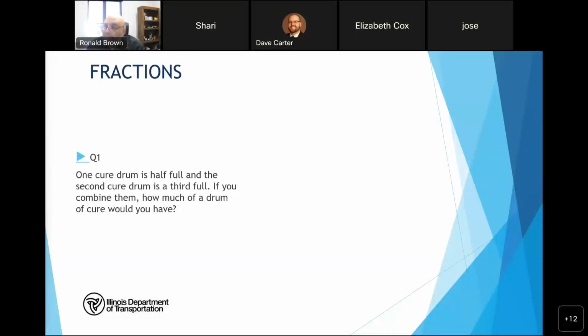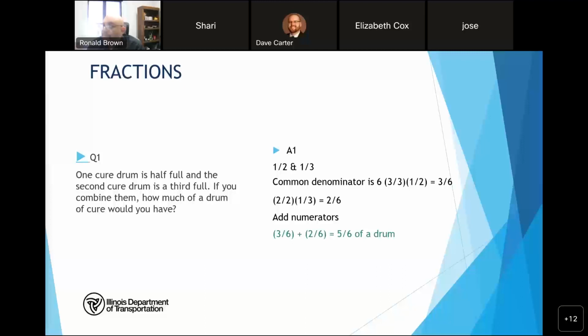Question 1, you have a drum of curing compound which is half full, and the second drum is 1/3 full. If you wanted to combine them, how much would you have for your total curing compound? The one drum is half full, the other drum is 1/3 full. Common denominator is 6.